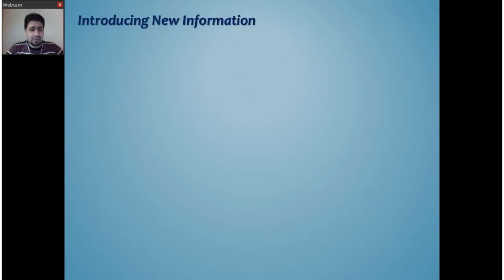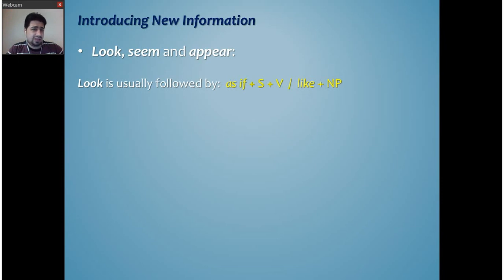Let's talk about something else. You may notice that look, seem and appear, these verbs, appeared or were used in the previous sentences. So let's just give the structure of the sentence when we have them, the form of it. Look is usually followed by the phrase "as if", and then a subject and then a verb. Or it can be followed by the word "like" plus an NP. An NP is a noun phrase. Here are examples.